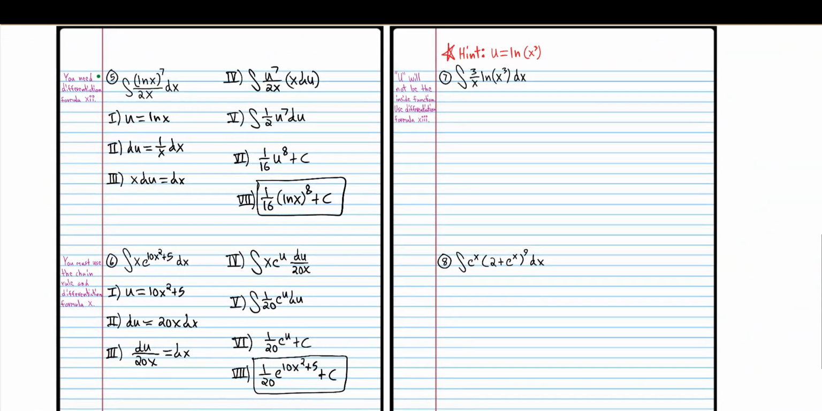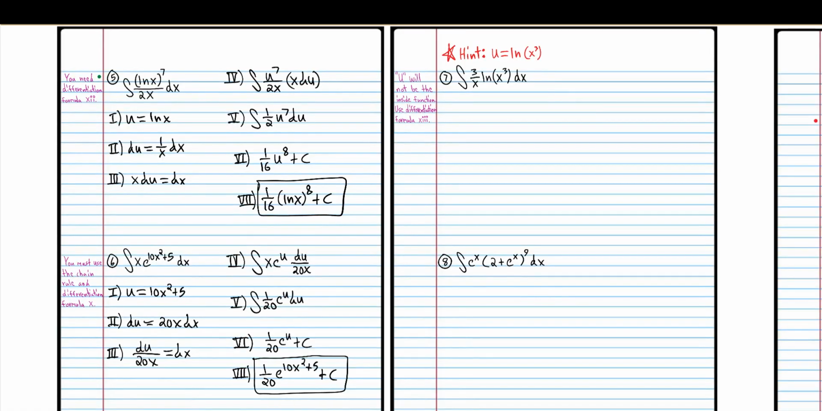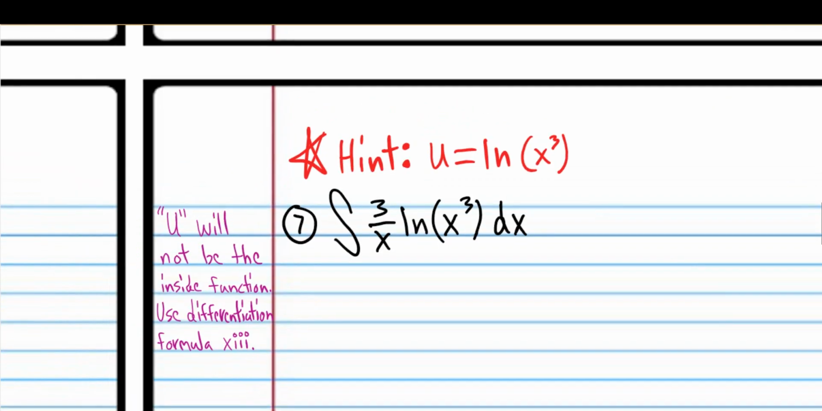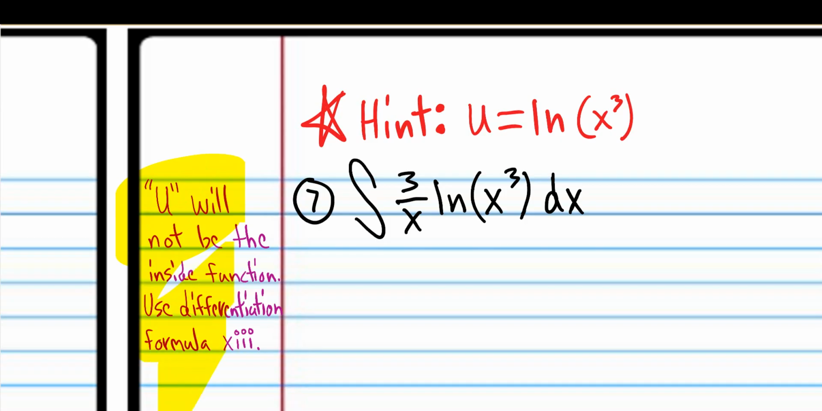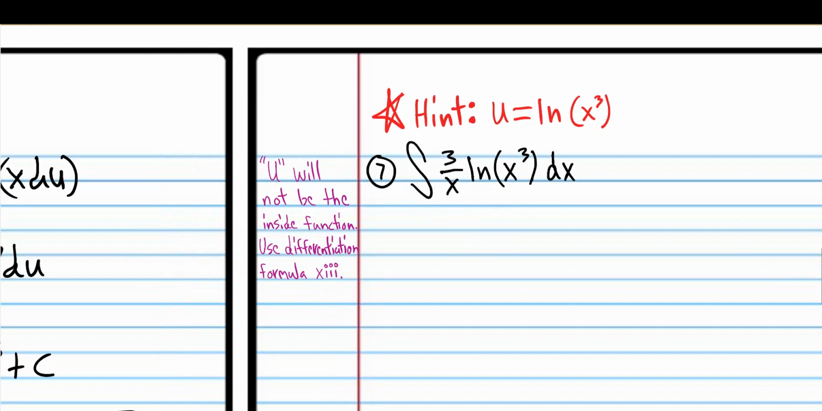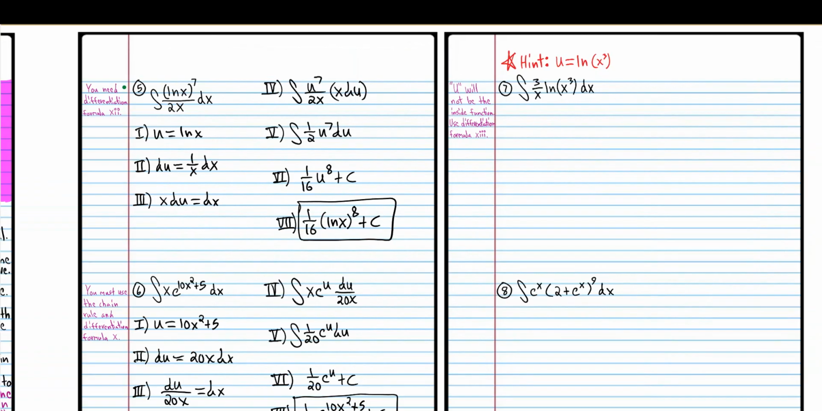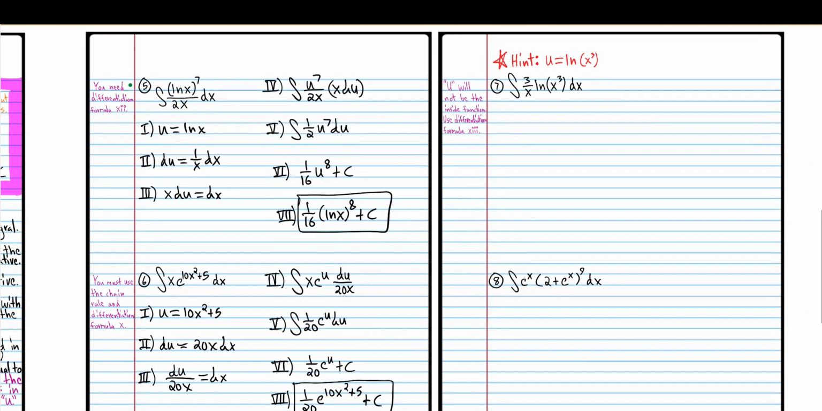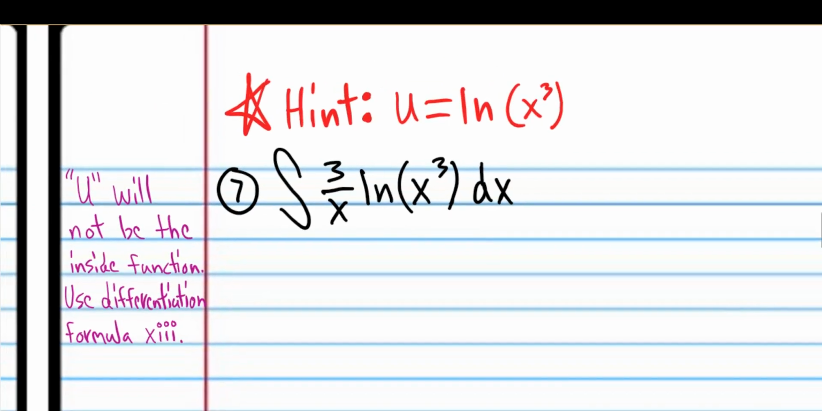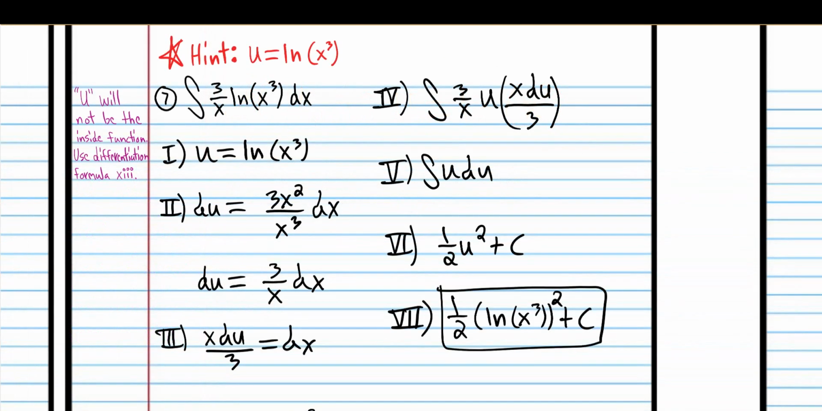I want you to try number 7. Now, usually u, like I said, is the inside function. But in this problem, u will not be the inside function. Okay, so you can see over here, I'm giving you a hint. I'm actually telling you what u is equal to. It's not always the inside function. It could be something else. It's usually the inside function, but not always. So try number 7. When you come back, we'll do it together. Okay, we're back. So if you got that right, excellent.